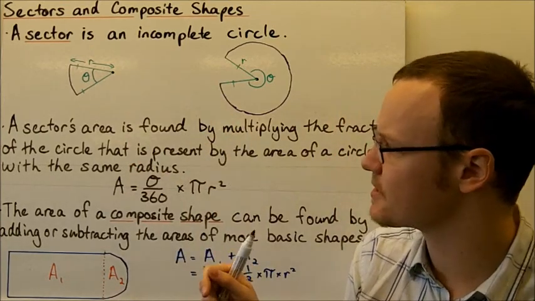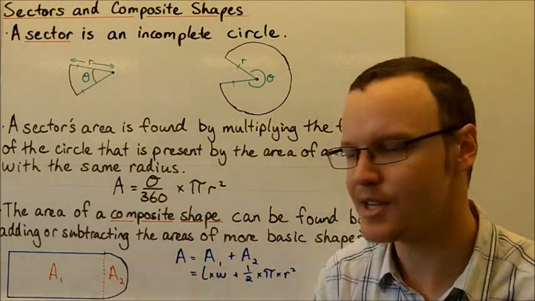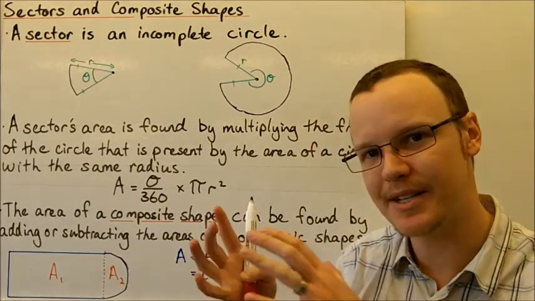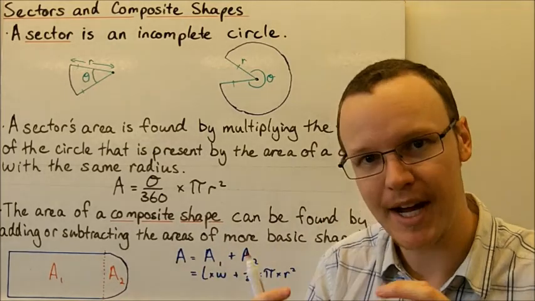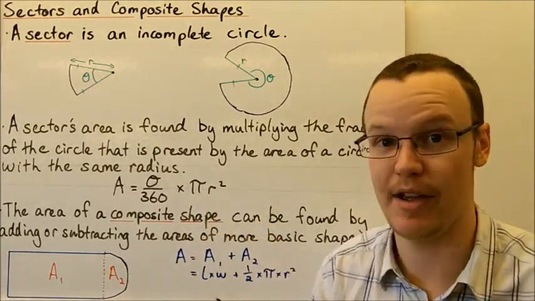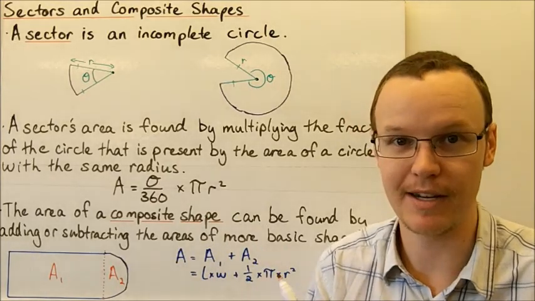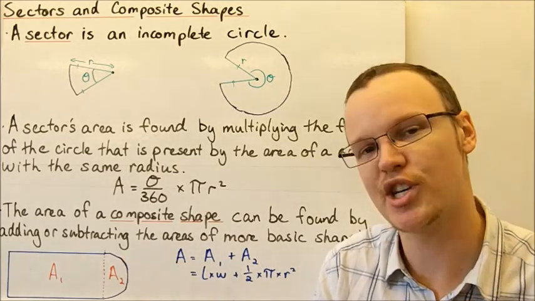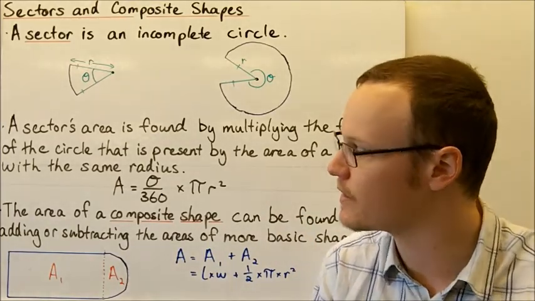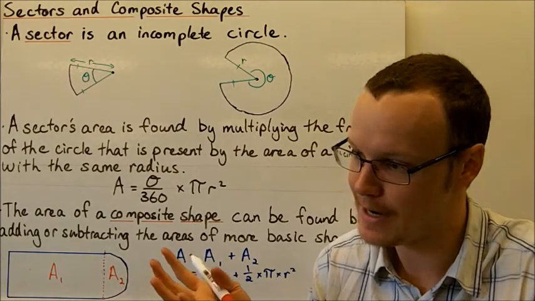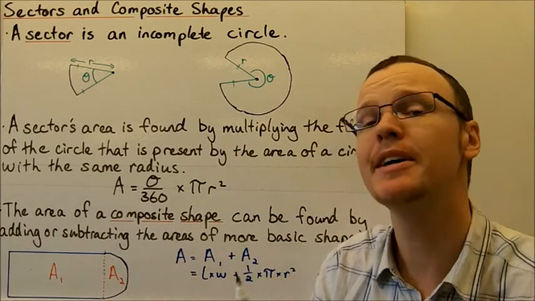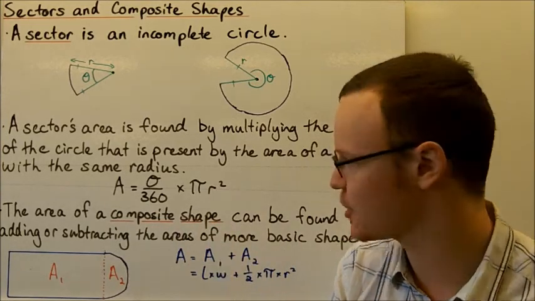So that's sectors. If we have a look at composite shapes, the word composite means to be composed of. So it means it's composed of more than one shape. We've taken a lot of shapes and put them all together. We see this everywhere we look, especially in construction. We can put shapes together to make even more intricate and beautiful shapes that we can use for building, for artwork and things like that. So a composite shape is made up of more basic shapes.